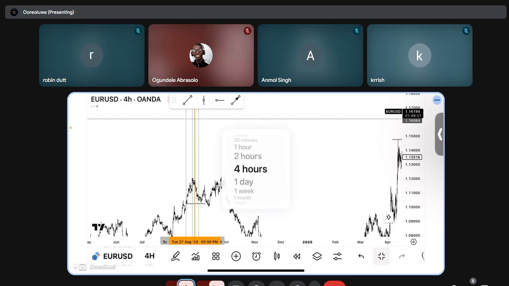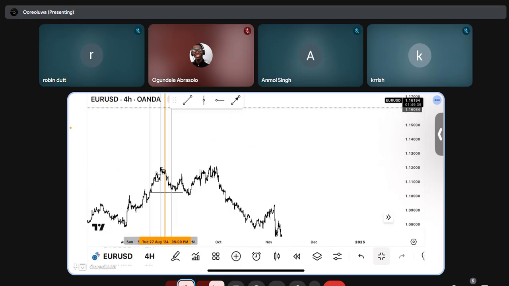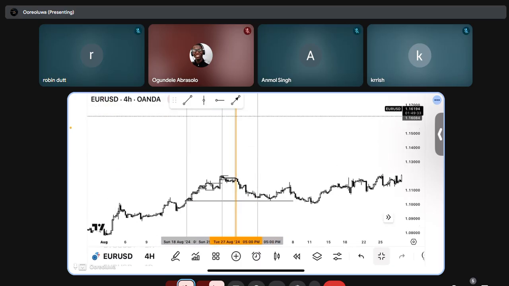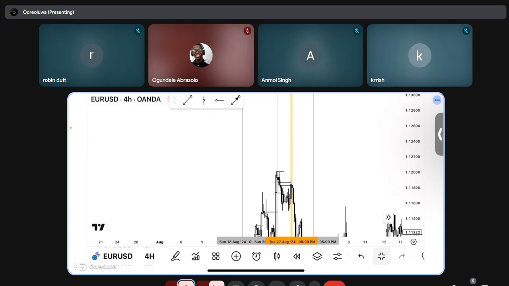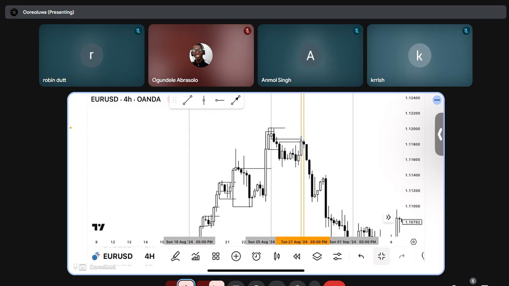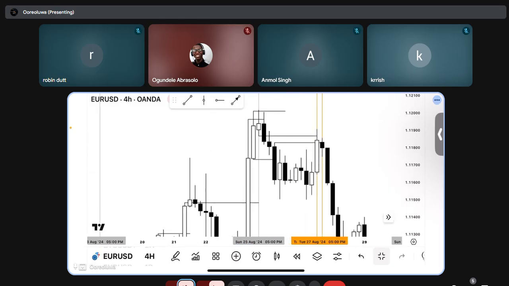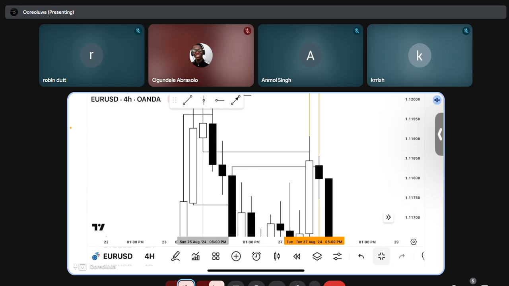Let's go back to the 4 hour. Can't go down more than this. So you can see it, right? Key level. So we wicked below the key level, right? And started coming down.